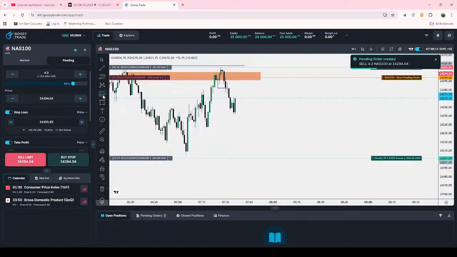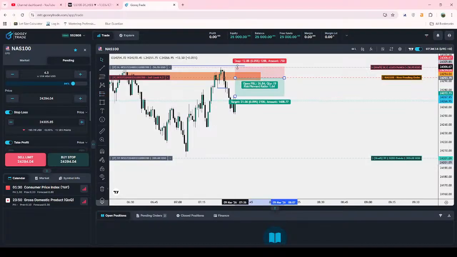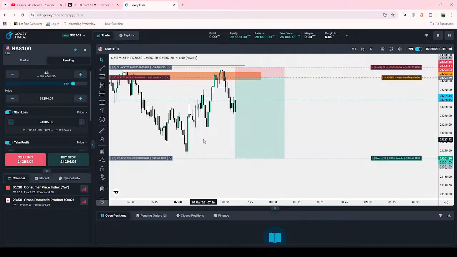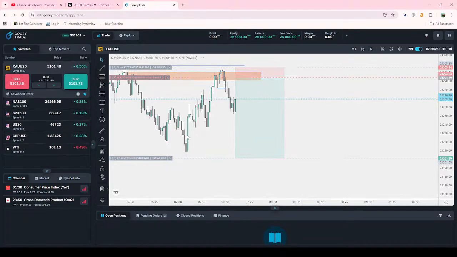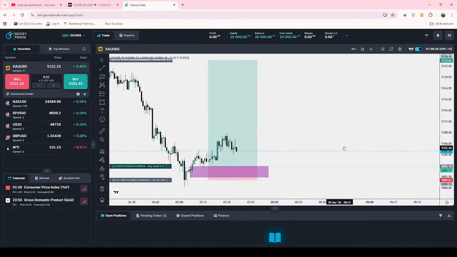I think this makes sense. Risking $50 for $400 is good. A good risk to reward ratio. Now let's look back at gold and see how it is going.